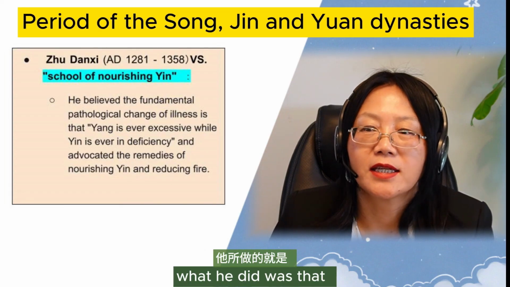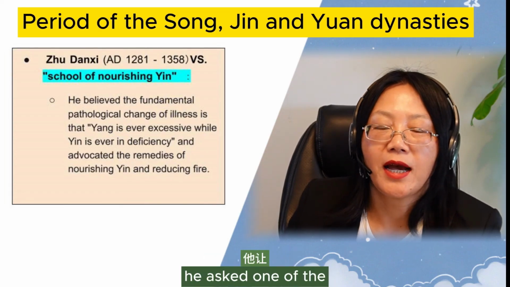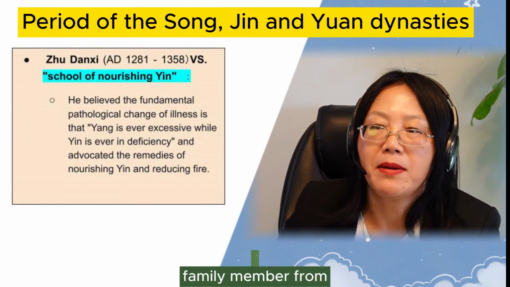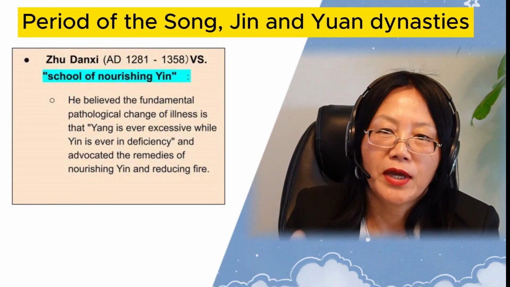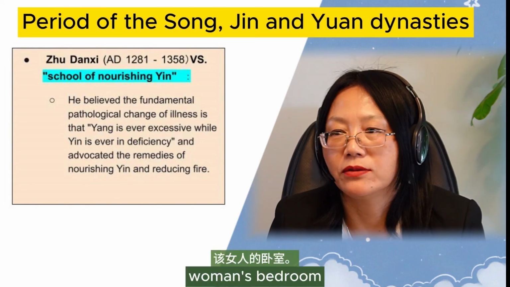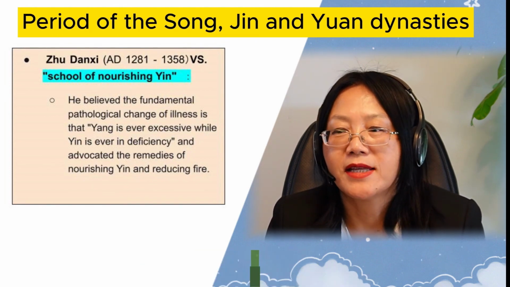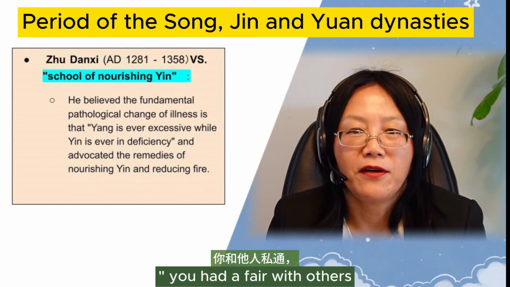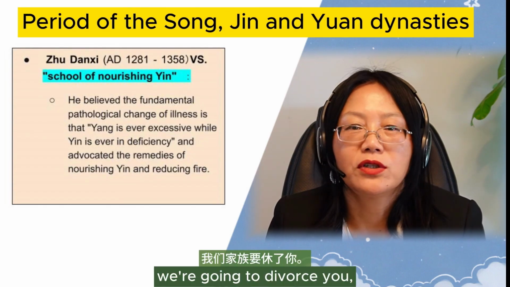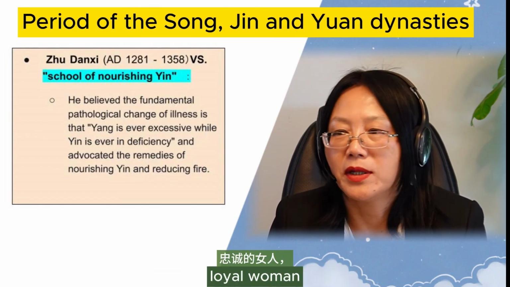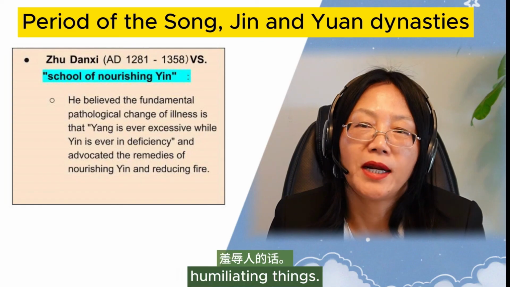What he did is he arranged a show. He asked one of the family members from her husband's side to come to the woman's bedroom. When the family member came in, he started to scold the woman, saying, "Oh, you had an affair with others and we're going to divorce you. You are not a good loyal woman," this and that kind of humiliating things.